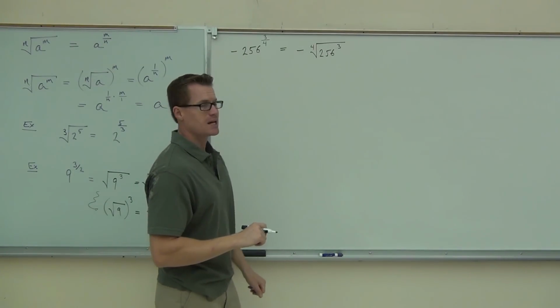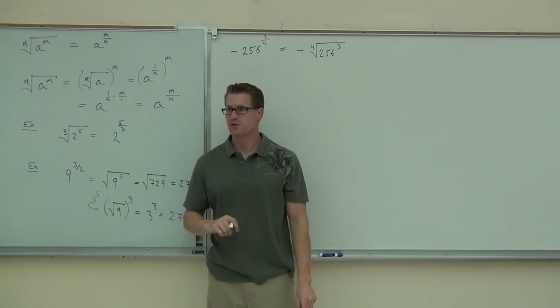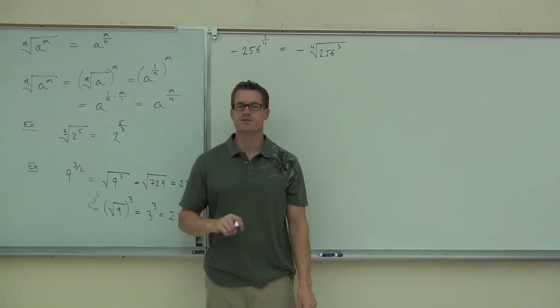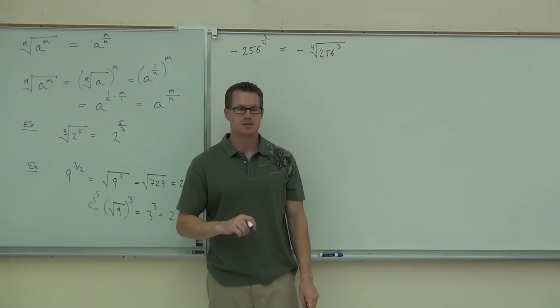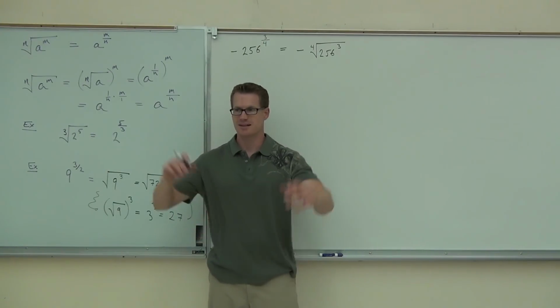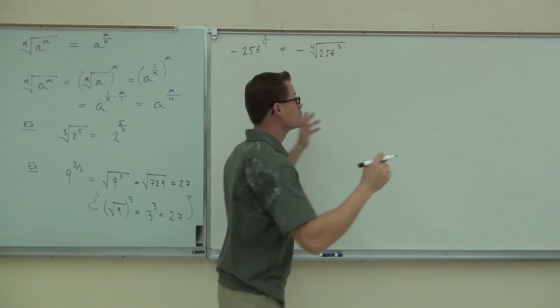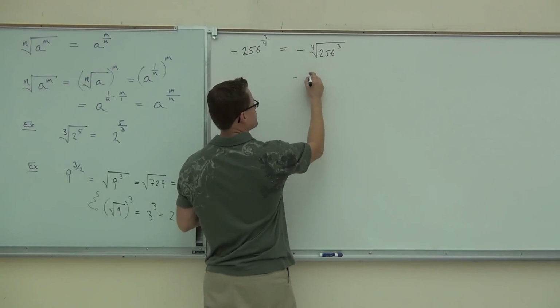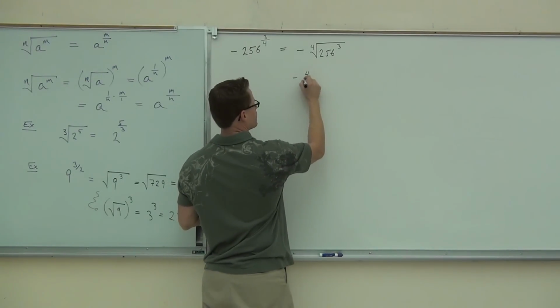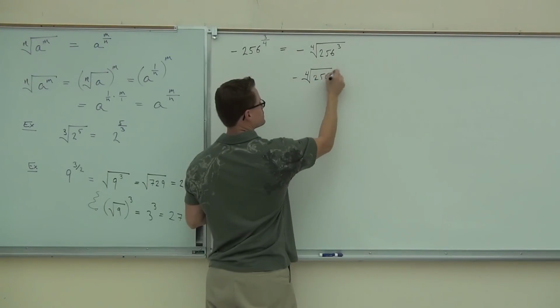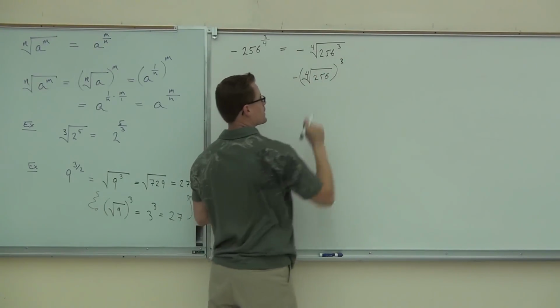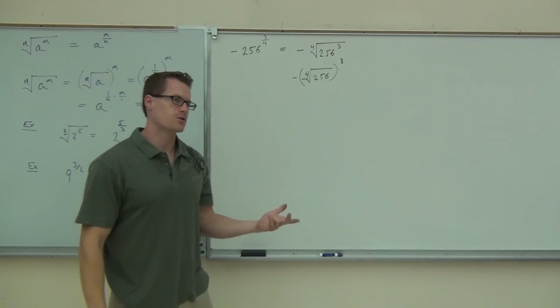After that, do we want to take 256 to the third power first, or should we find the fourth root of 256? You take 256 to the third power, that's insane. That's a really, really big number. Right? That's huge. Instead, you could think of it as negative fourth root of 256 to the third power like that. Take the fourth root first.